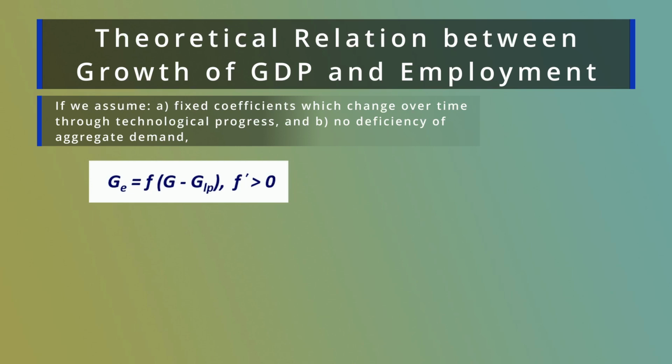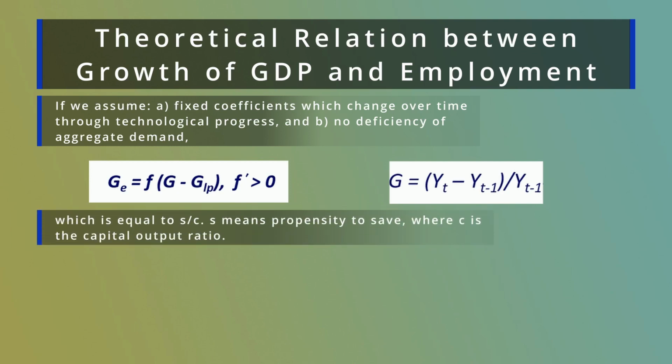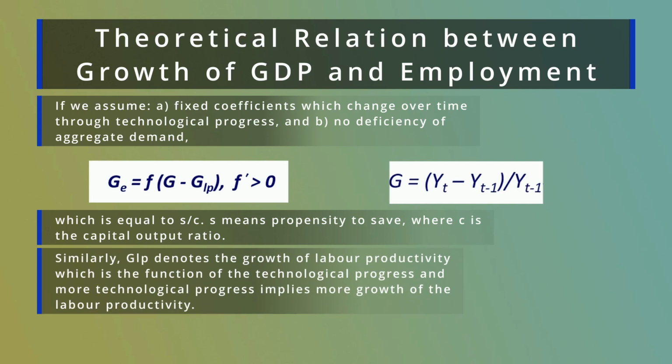Here G is the growth rate of output, simply calculated as Yt minus Yt-1 divided by Yt-1, which is equal to S by C. S means propensity to save, whereas C is the capital output ratio. Similarly, GLP denotes the growth of labor productivity, which is a function of technological progress, and more technological progress implies more growth of labor productivity.